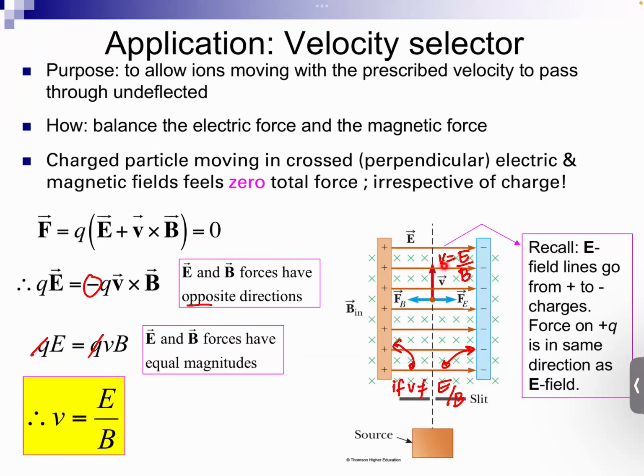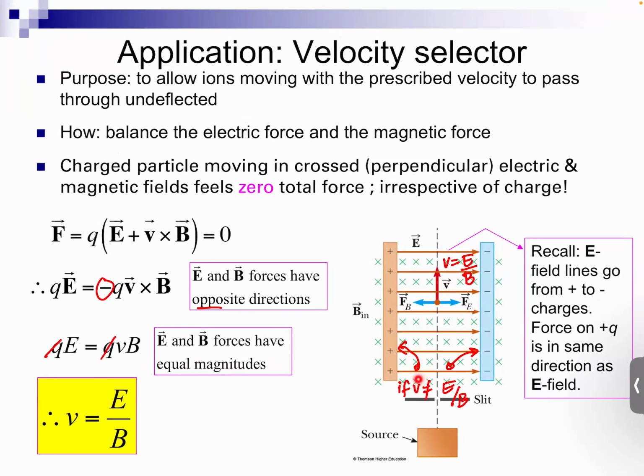The charge will just pass straight through. Any other speeds, the charge, if it's a positive charge, of course, it will be attracted to the negative plate of the selector. If it's a negative charge, of course, it will be attracted to the positive plate of the selector.